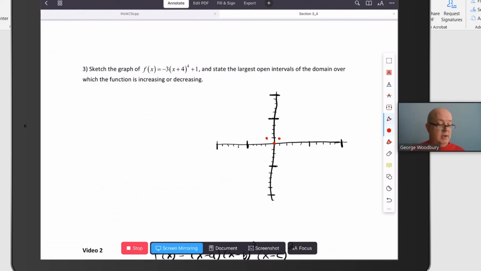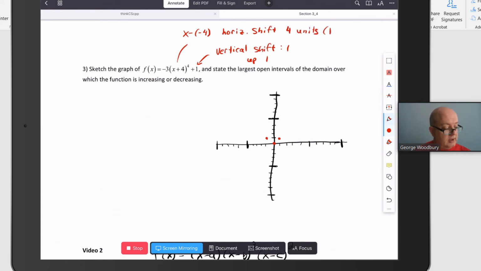So the 1 is the vertical shift of 1 unit. So that means everything's going to move up 1. X plus 4 is the same as x minus negative 4, like we saw in that last example. This is a horizontal shift of 4 units, and this is going to be to the left, right? Negative 4.